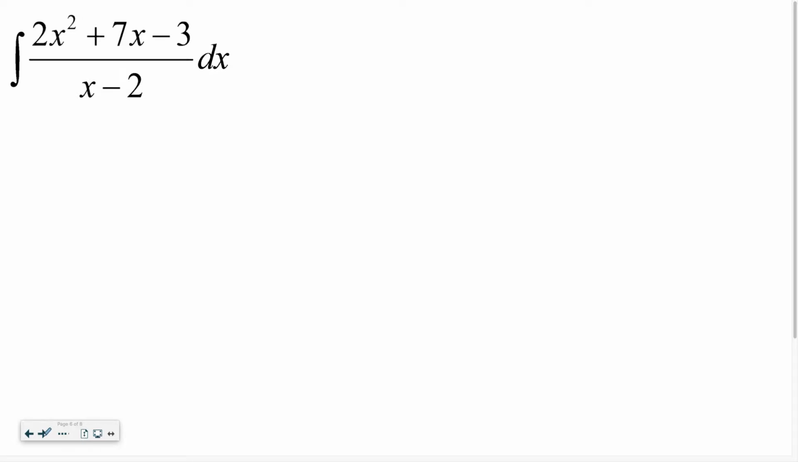Well, you can try to factor 2x squared plus 7x minus 3, but I'm not sure if it'll go well for you. That would be an option though. If it factored nicely, we could do that and it would cancel, but I don't think it will. We have an improper fraction. Do you agree? Our numerator's bigger. And what can we do with improper fractions? We can divide.